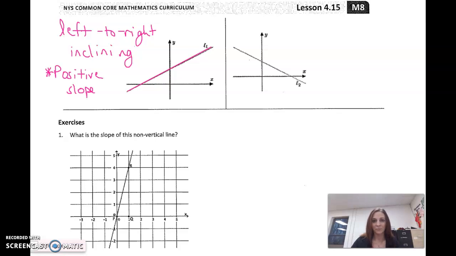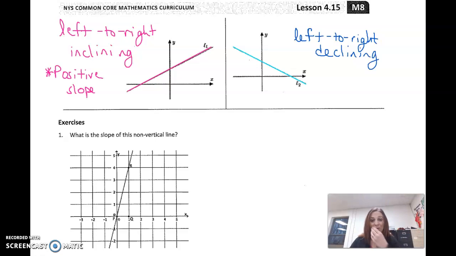If you look at the next one, we say that this one, left to right, is declining. If it's on a decline, it's going down. So this is going down from left to right, and that tells me that my slope is going to be negative. If I said, what is the slope of this line? The answer is not "negative." It's describing the slope. The number that represents this line is going to be negative.